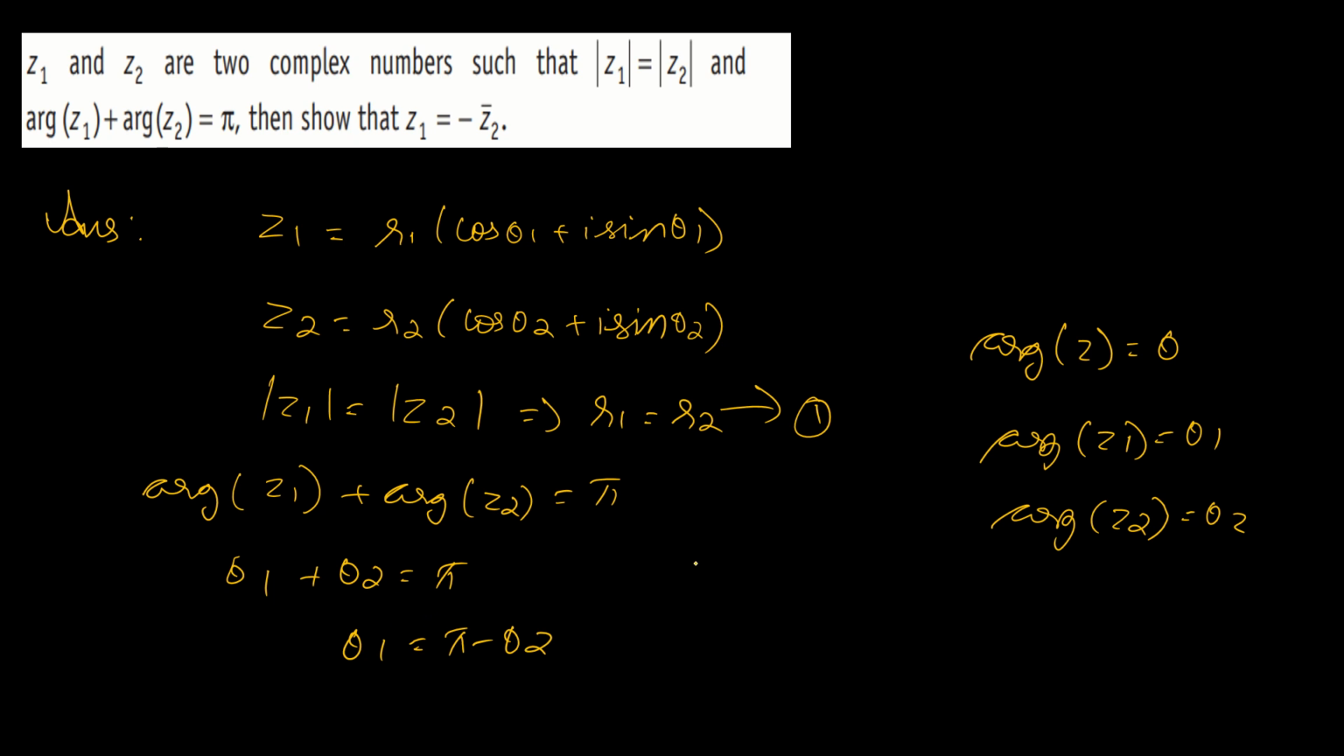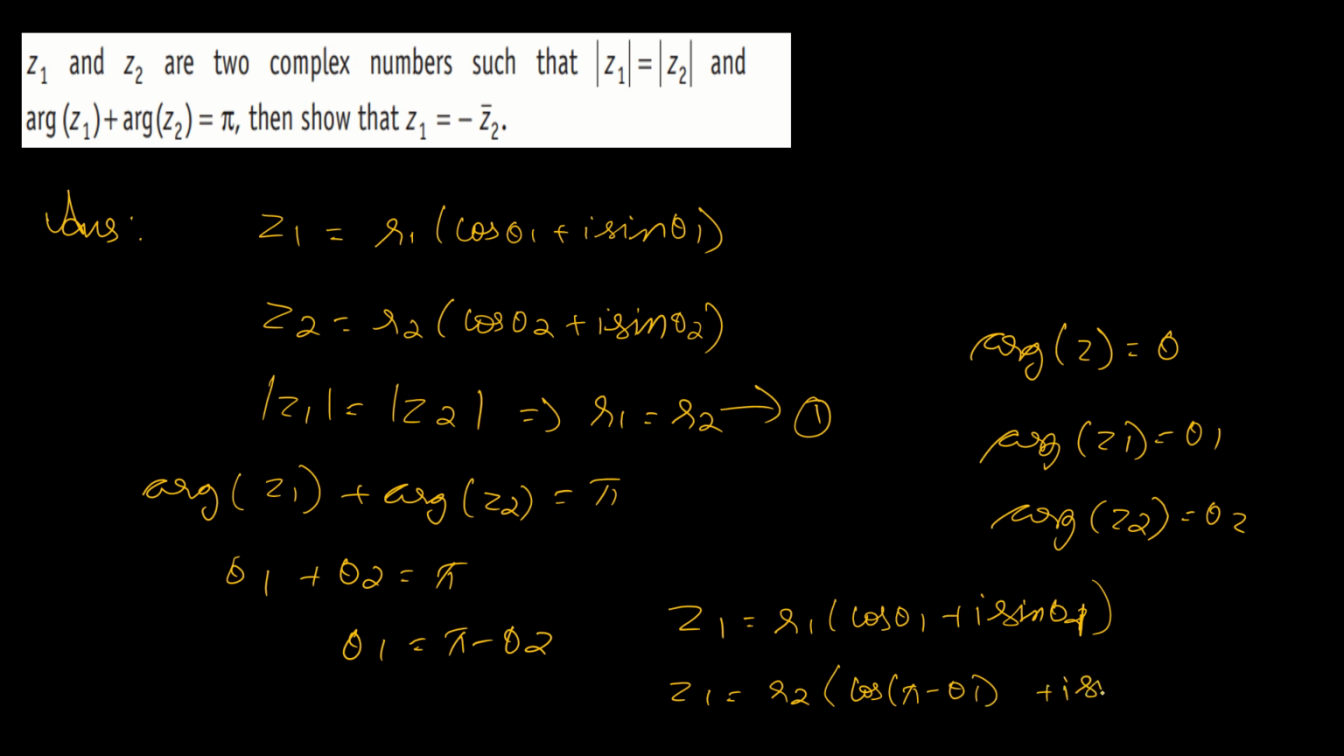Now let us take the first thing. What we need to find is the value of Z1, so let us start from Z1. What is Z1? What we have defined as R1 (cos theta 1 plus i sin theta 1). Z1 can again be written with R1, which I have proved by equation number 1 is R2, and in terms of theta 1, I can write cos of pi minus theta 1 plus i sin of pi minus theta 1.